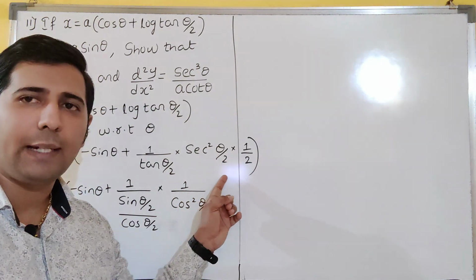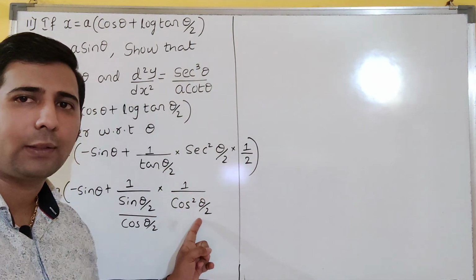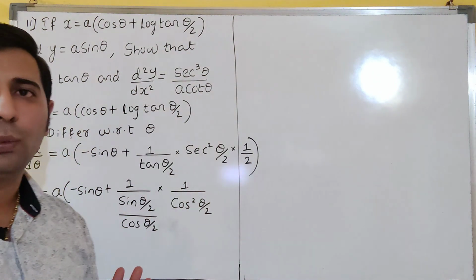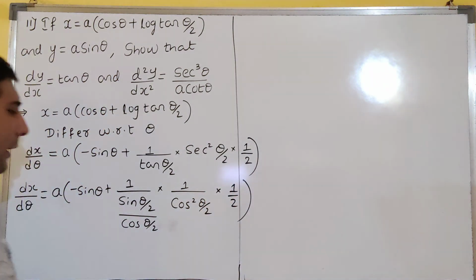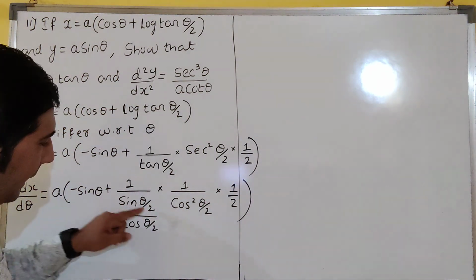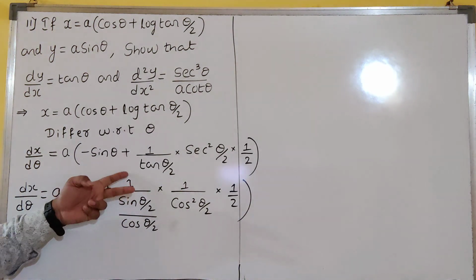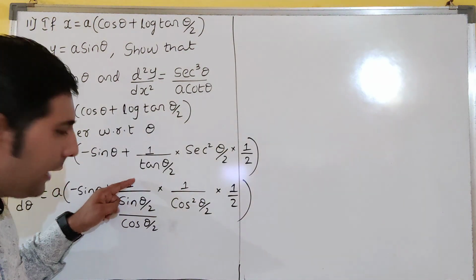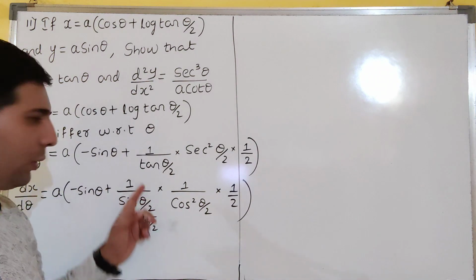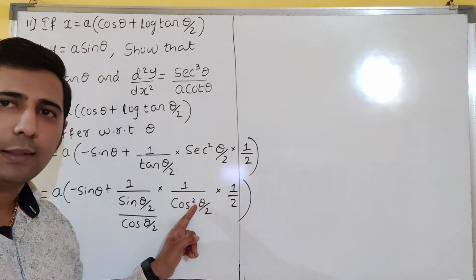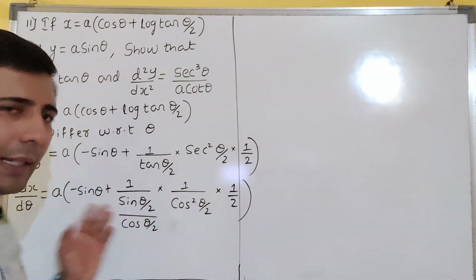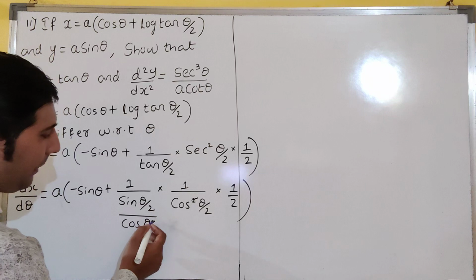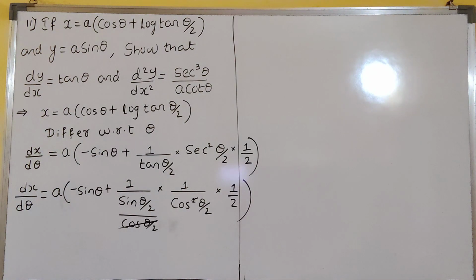Sec square theta by 2 is nothing but 1 by cosec square cos square theta by 2. Clear? So into how much? Half is there. I will write half as it is. Bracket closed. So now see, if you take this sin theta by 2 divided by cos theta by 2, reciprocal, cos will come up. Yes or no? Cos theta by 2 divided by sin theta by 2. Again you will cancel with what? Cos theta by 2, cos theta by 2. Instead of taking the reciprocal, directly you can cancel here. So one cos theta by 2 and one cos theta by 2 get cancelled. Will you agree?